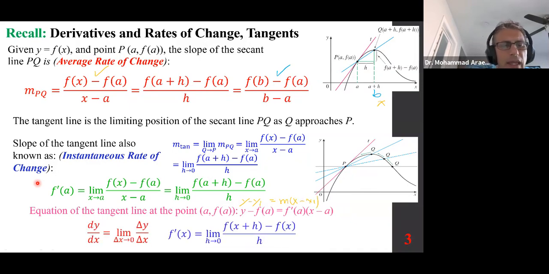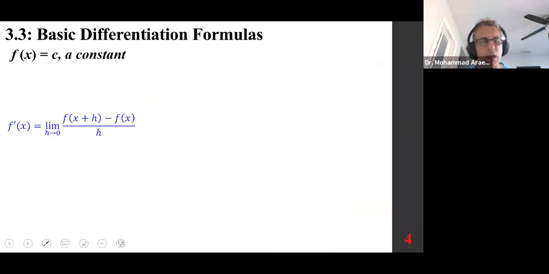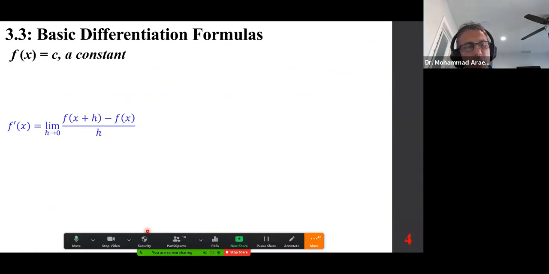And then we said, okay, the general format, instead of a, we're going to use x. This is the differentiation formula. So this is the slope of a tangent line at a. This is the derivative function. And in Leibniz notation, dy/dx is the limit of delta y over delta x as delta x approaches 0. Now let's take a look at this section and using some formulas that make life easier.